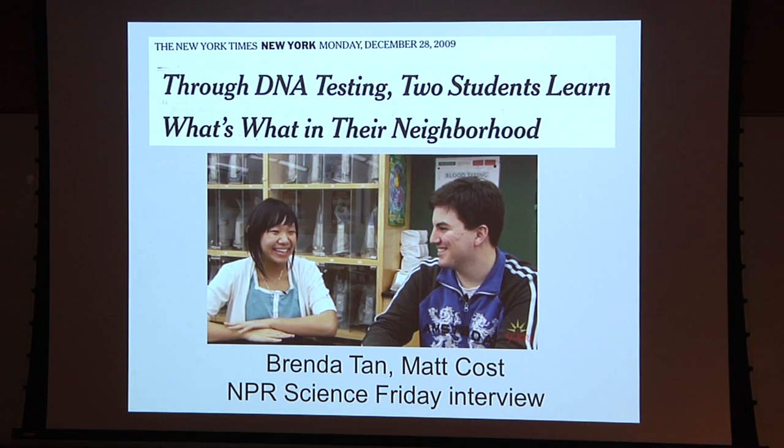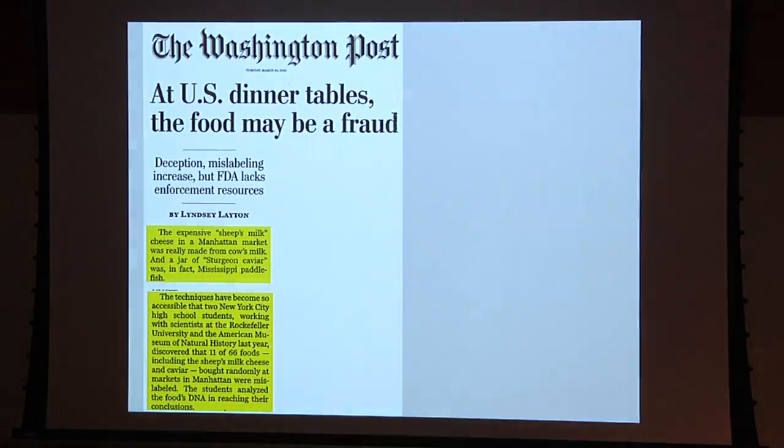The next year we went back to Trinity and I looked for student volunteers and said, why don't you test anything you can find in your house or the neighborhood that might have DNA in it. They got things like a feather duster, and we got ostrich DNA out of the feather duster. They did different kinds of food. They did insects that were lying around indoors. And this story is also reported in the New York Times. They were interviewed on NPR Science Friday. This is Brenda Tan and Matt Cost.